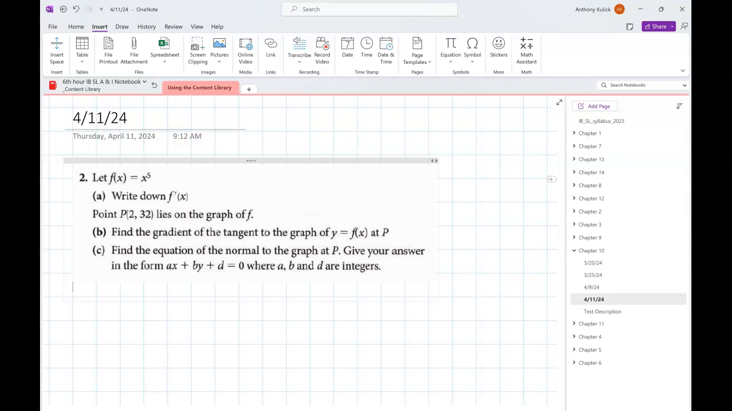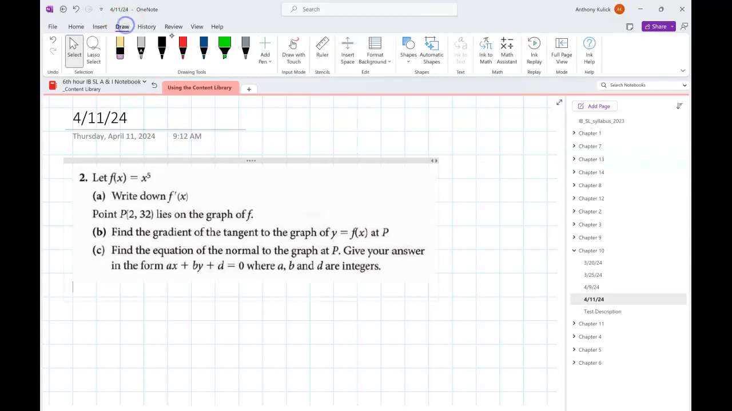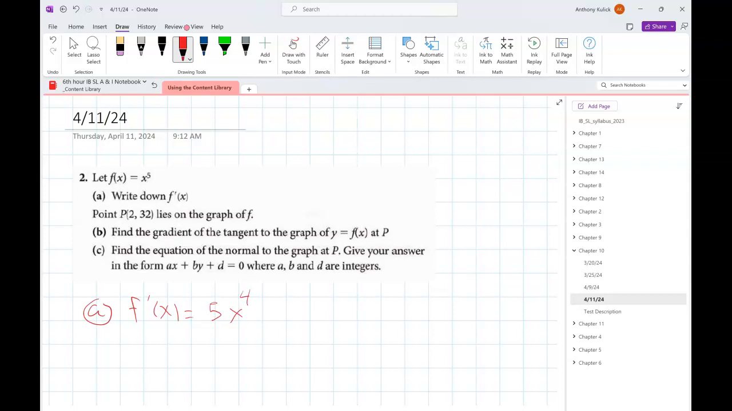So question 2 here that I've chosen asks you to first write down f prime of x. What does f prime of x mean? Derivative. Okay, what's the derivative of x to the 5th? Five x to the 4th, right? What are the different ways that we can ask you, or the different symbols we can use, that mean take the derivative?